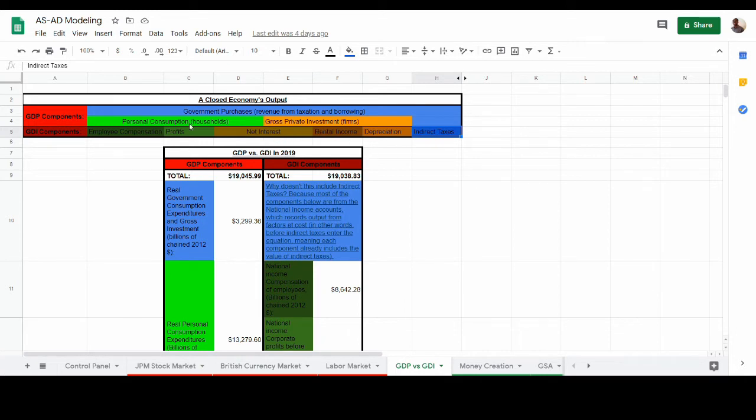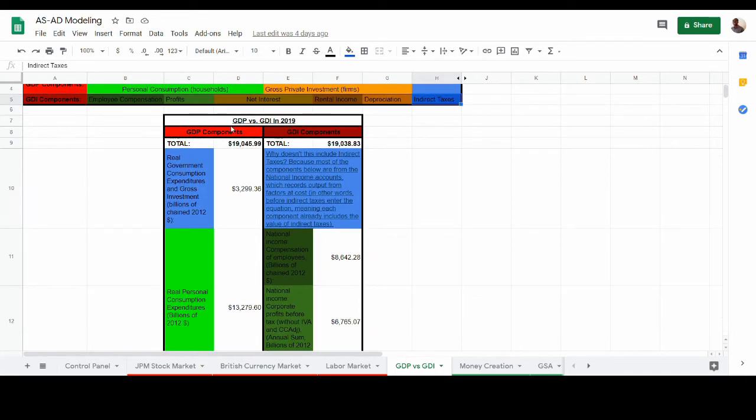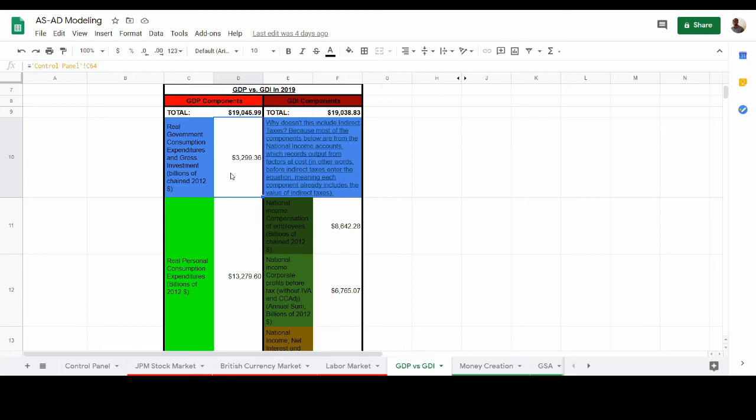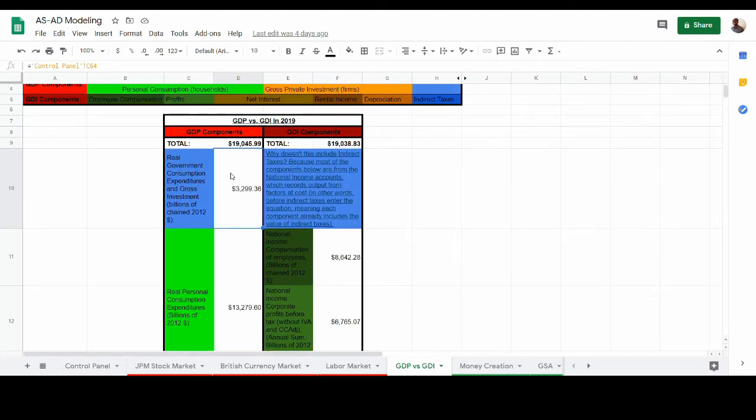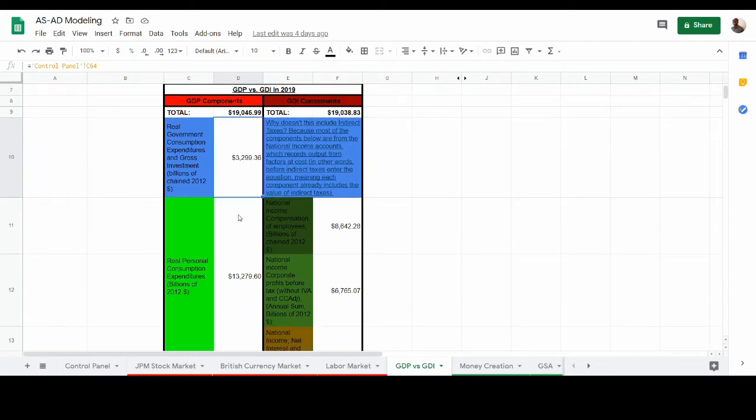So let's look at these components, GDI and GDP for 2019. You can see we're looking at them over here, GDP versus GDI for 2019. GDP components, real government consumption and expenditures totaled almost 3.3 trillion. Oh yes, these dollar amounts are in billions. So when you see, for example, 19,045, that's 19,045 billion. So rounding government consumption expenditures up, it's at 3.3 trillion for the United States.